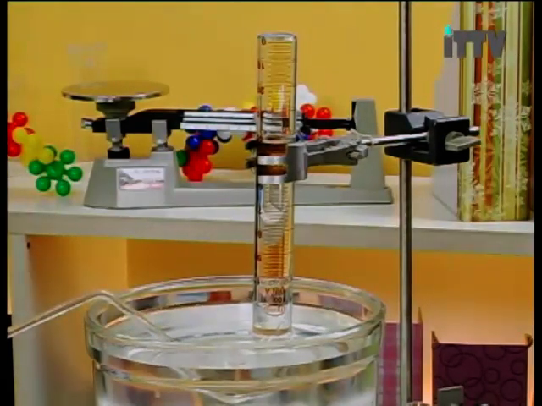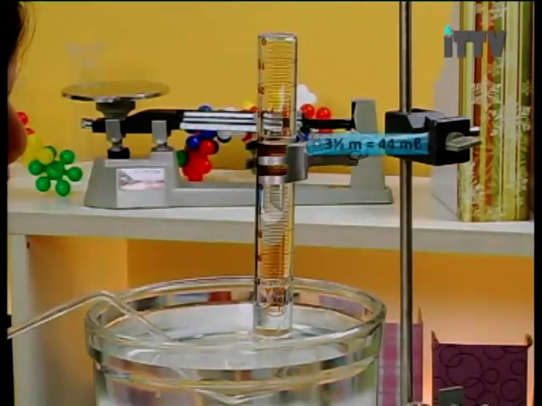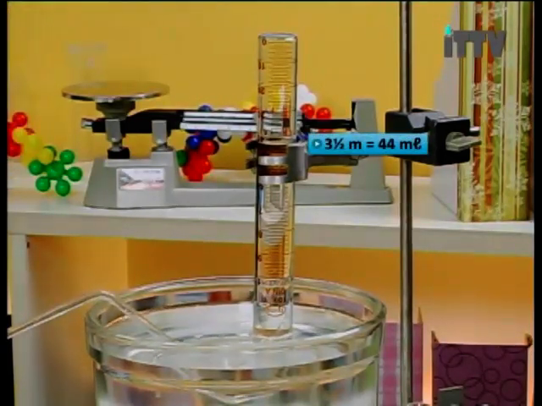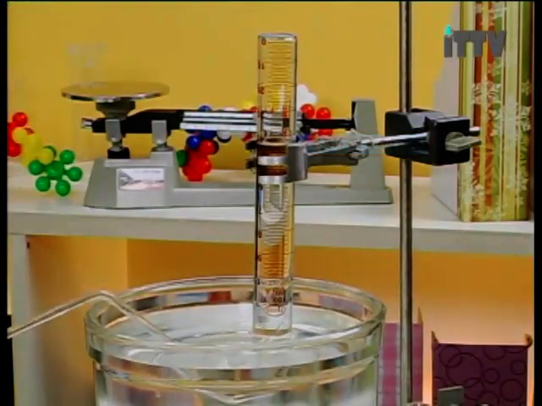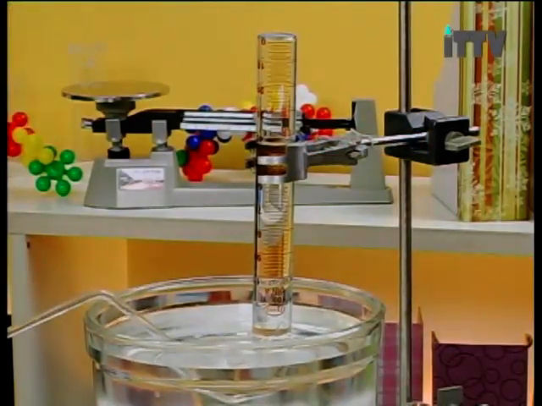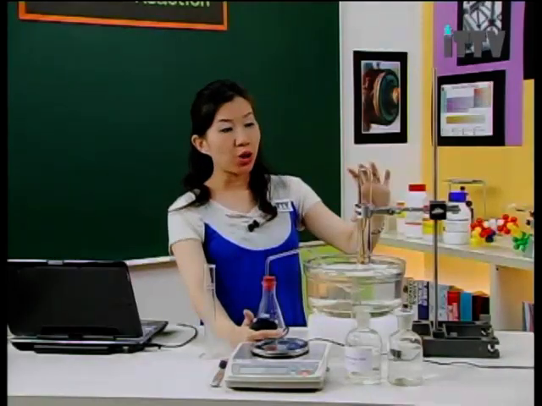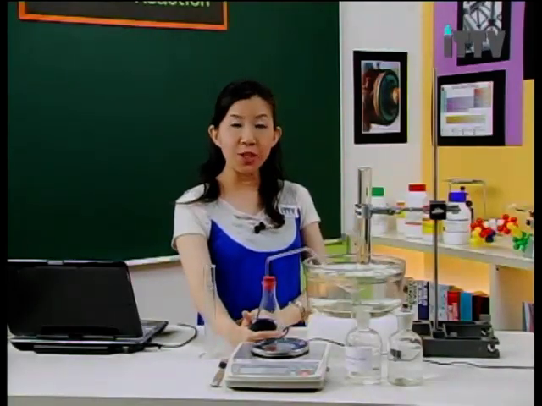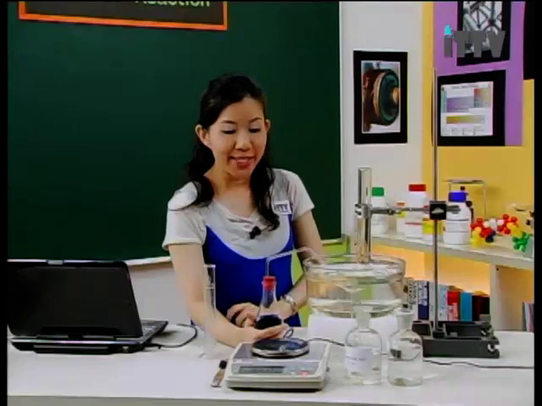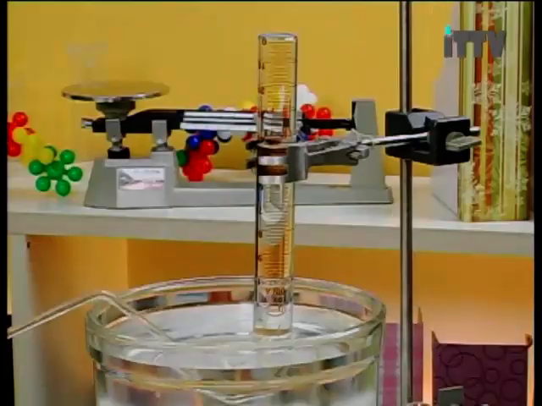Okay, 5, 4, 3, 2, 1. This will be 44 mils. And we're reaching almost our last 30-second interval. We're measuring how much carbon dioxide is produced in 4 minutes. So this is the 4th minute.